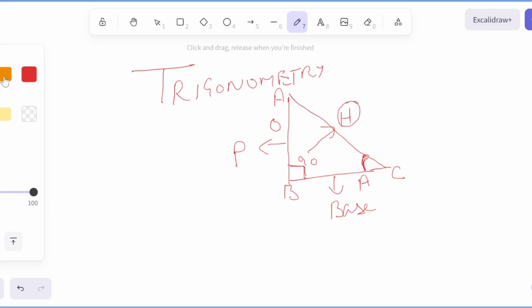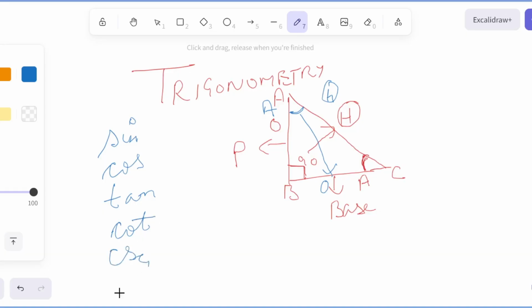If you consider the other angle, angle A, in that case this will become opposite, this will be adjacent, and hypotenuse anyhow will be hypotenuse. The side opposite to 90-degree is hypotenuse. On the basis of these three sides, we have six trigonometric ratios: sine, cos, tan, cot, cosecant, and secant. These are the ratios on the basis of these angles.